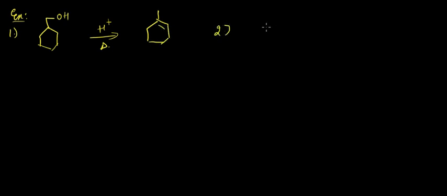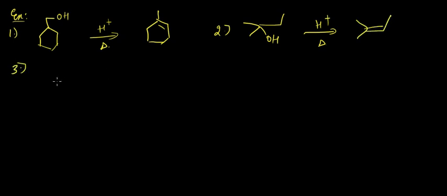Okay, let's look at second example. Here we have something like this. What would be the major product? Again, H plus heat, E1 reaction. This would be the major product. Third example, again H plus heat, major product would be this one.